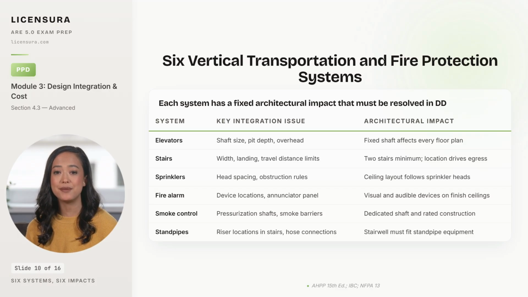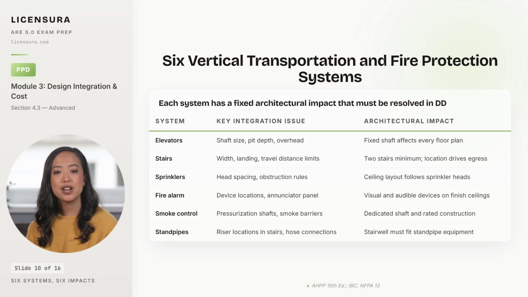Sprinklers are defined by head spacing, obstruction rules, and pipe routing, and the ceiling layout has to accommodate sprinkler heads, or the reflected ceiling plan gets thrown out and redrawn. Fire alarm devices have to land at specific visual and audible coverage locations that affect the finished ceiling pattern. Smoke control needs dedicated pressurization shafts and smoke barriers built out of rated construction. None of that fits inside leftover space. And standpipes need riser locations in the stairs with hose connections at every floor, which means the stairwell dimensions have to accommodate standpipe equipment from DD forward.